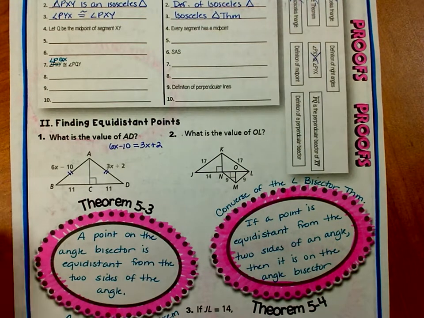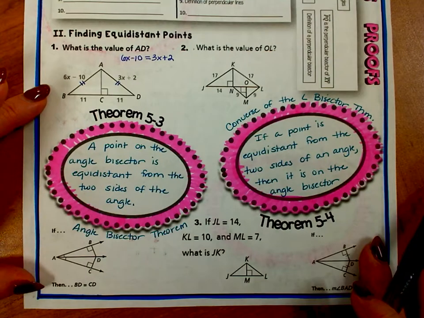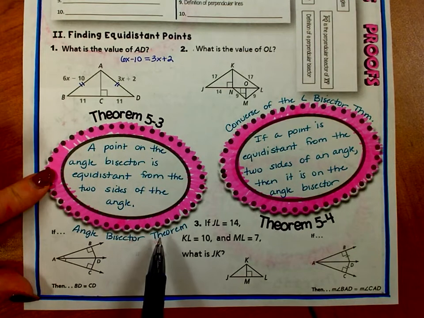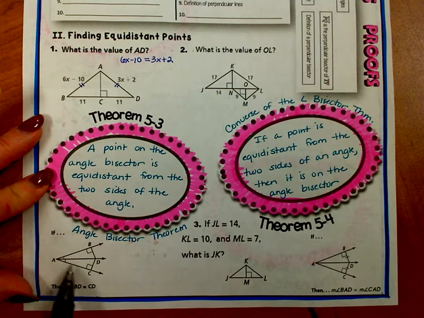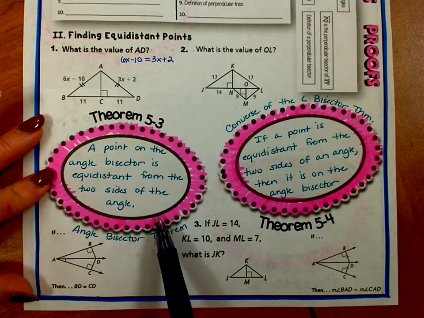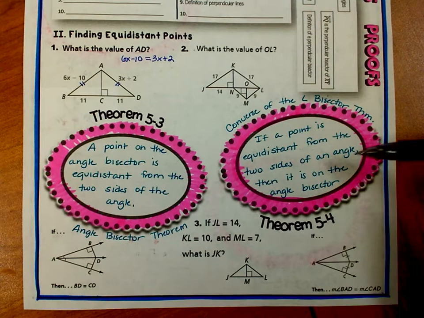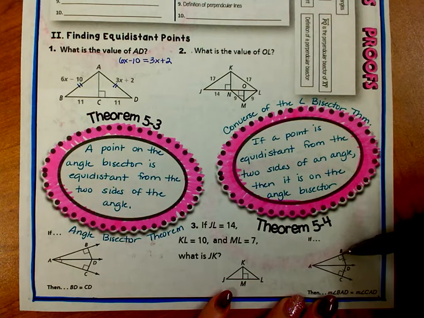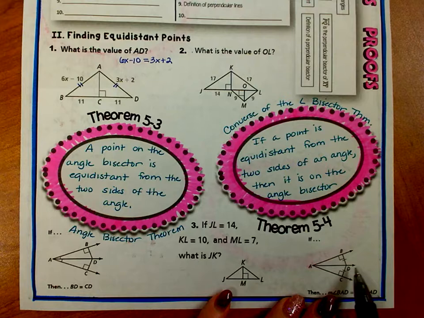All right, now we have 2 more theorems. And these 2 theorems are very similar to the 2 theorems on the other side. 5.3 is the angle bisector theorem. And if you remember, an angle bisector is a ray that divides an angle into 2 congruent parts, making these 2 congruent angles. So this theorem says a point on the angle bisector is equidistant from the 2 sides of the angle. And then over here we have the converse. And the converse says if the point is equidistant from the 2 sides of an angle, then it's an angle bisector.